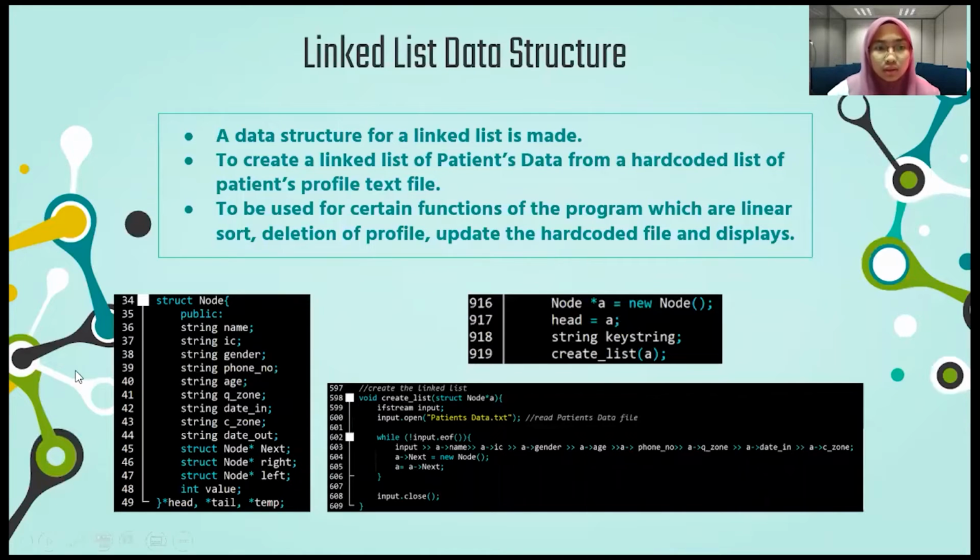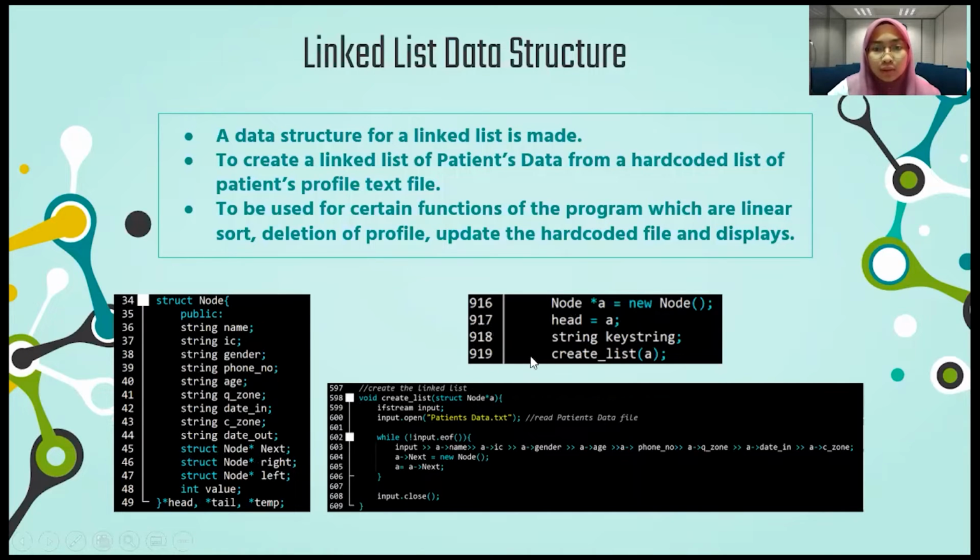The linked list data structure, we can see here this is the declaration of the data structure. We have all the variables needed for the patient's data, and node name next will be the pointer for the linked list, and the node right and node left will be the pointer used in the binary search tree.